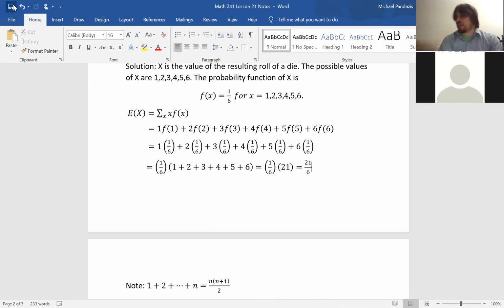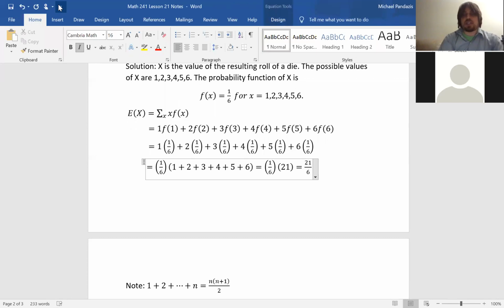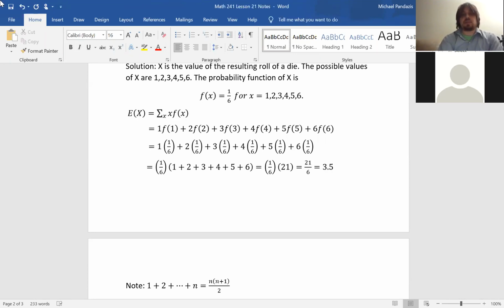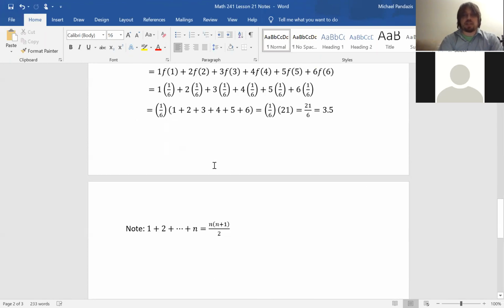Okay, so the expected value is 21 over 6. And as a decimal, it's 3.5. So the mathematical expectation of X is 3.5, and now that problem is done. Okay, so that's example 6.1.